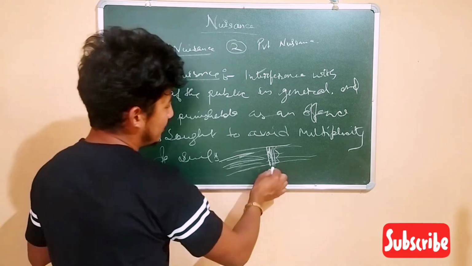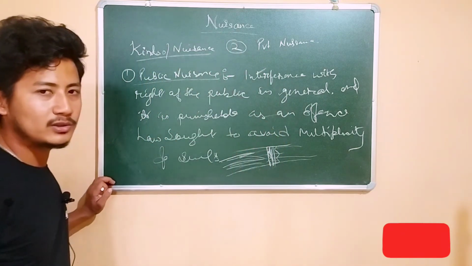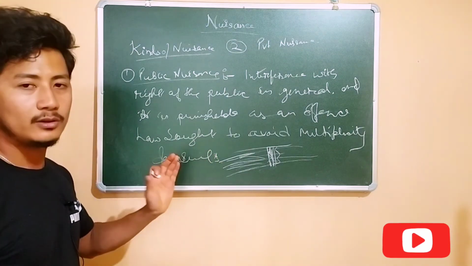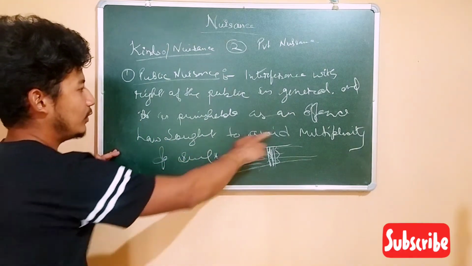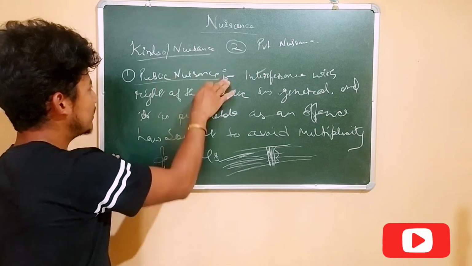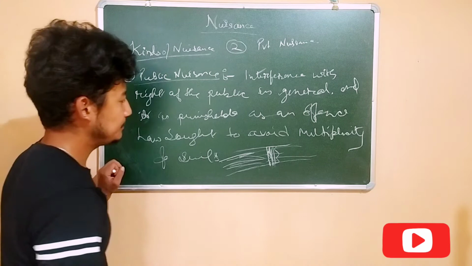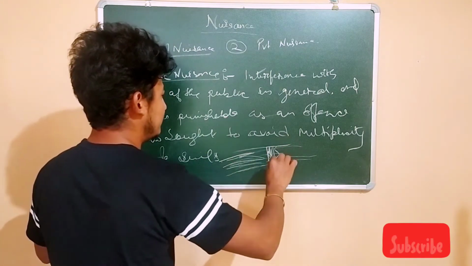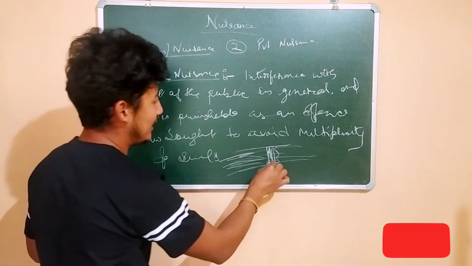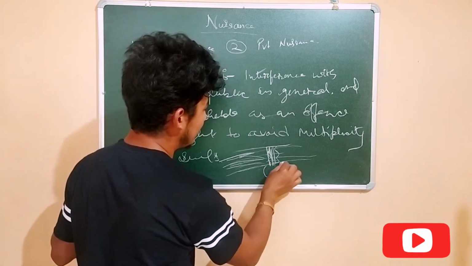And there will be what? There will be a multiple number of suits. So that is why the law wanted to avoid the multiplicity of suits. So that's why the law created public nuisance as a crime, so that the defendant could be held liable entirely at once.